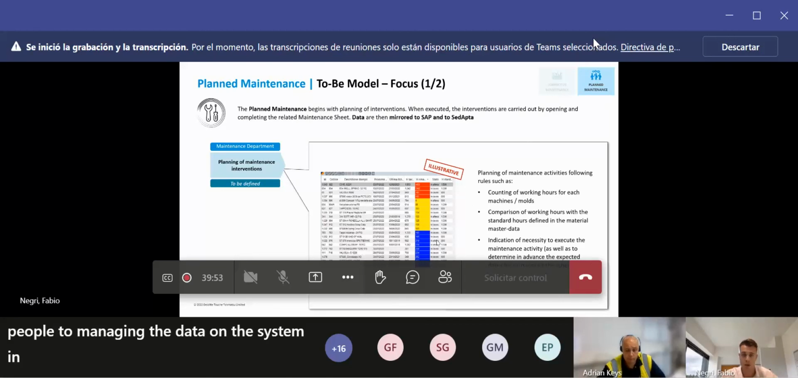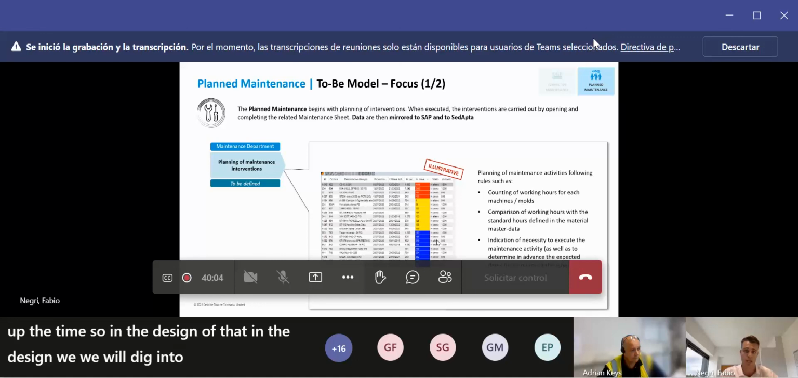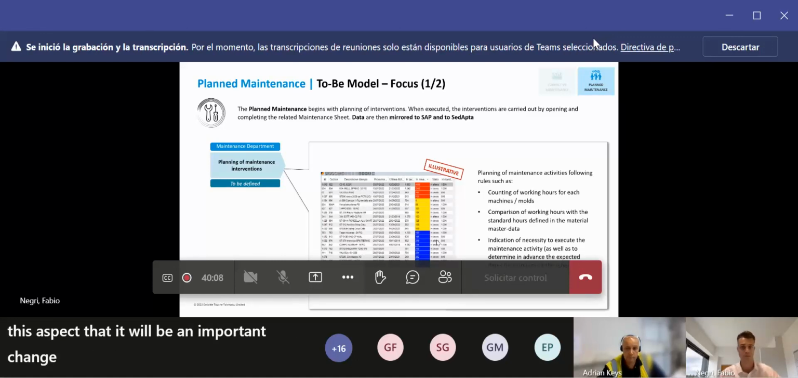in order to avoid having the people only working on the computer to set up the time. So in the detailed design, we will also take this aspect into consideration, as it will be an important change management aspect.